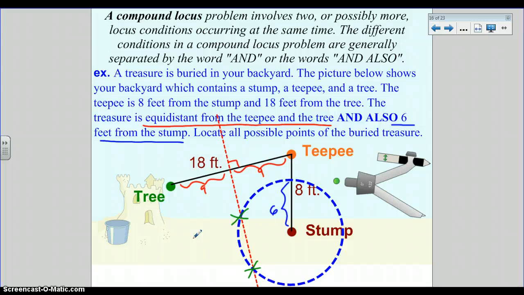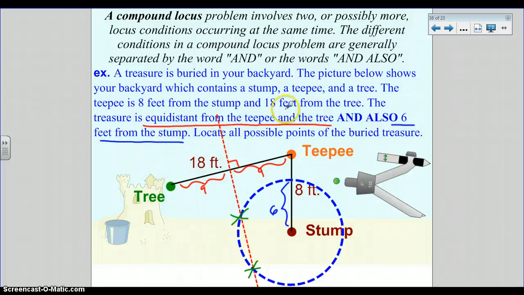Now, compound locus is taking those basic loci and putting them together. So a compound locus problem involves 2 or possibly more locus conditions occurring at the same time. The different conditions in a compound locus problem are generally separated by the word "and" or the words "and also." It's usually going to be a treasure problem. That's the best representation. So a treasure is buried in your backyard.